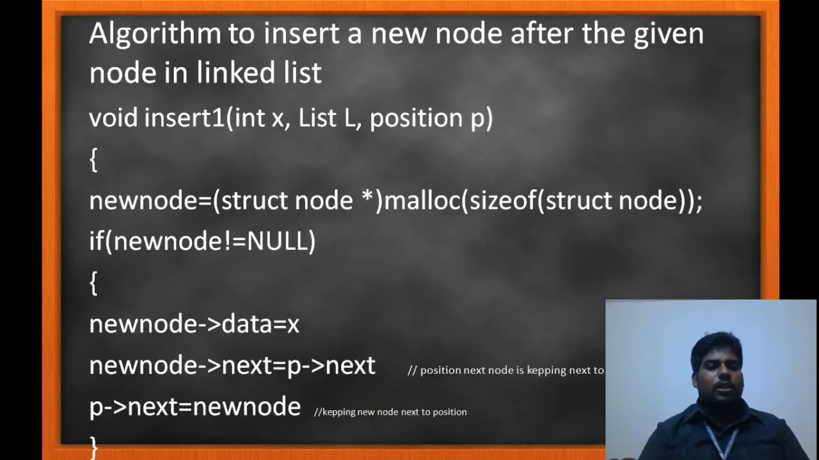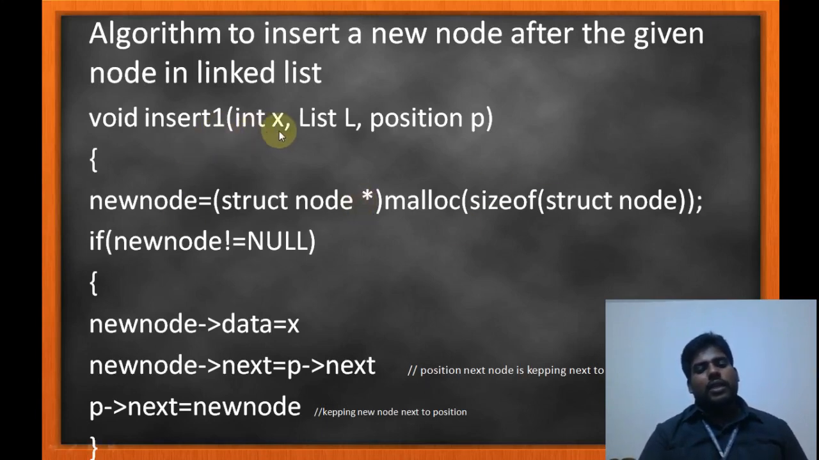The third one is the algorithm to insert the new node after the given node. So after a given position, you are telling one position, and after that position we have to insert a new node. Okay, so here I am taking a function void insert 1.